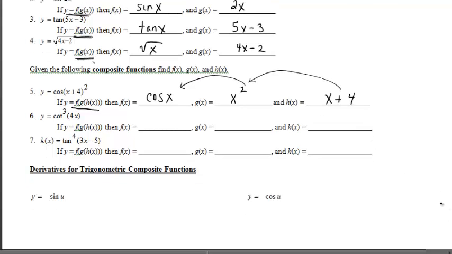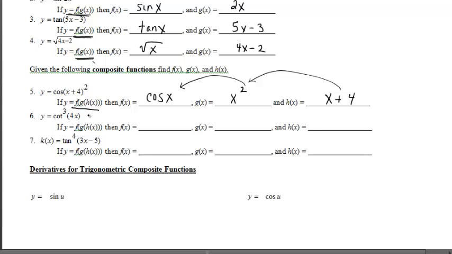All right, let's decompose number 6. Now, notice the difference between 6 and 5. The square is not on the trig function in problem 5. The power is not on cosine, but here the power 3 is on the trig function cotangent. So how we handle this is going to be quite different than how we did 5. The outermost function on 5 is cosine, but that's not going to be the case for number 6. Cotangent is not the outside function, at least not the outermost function.